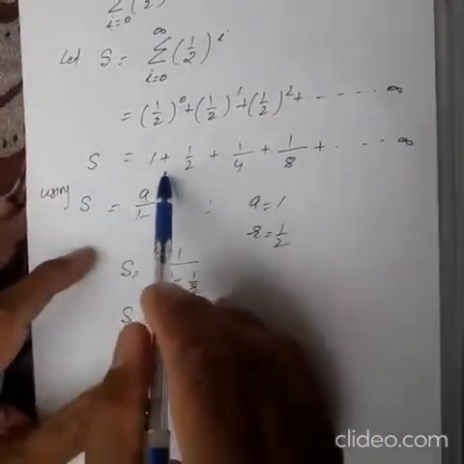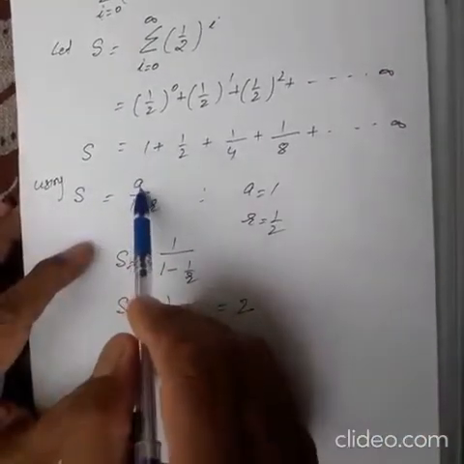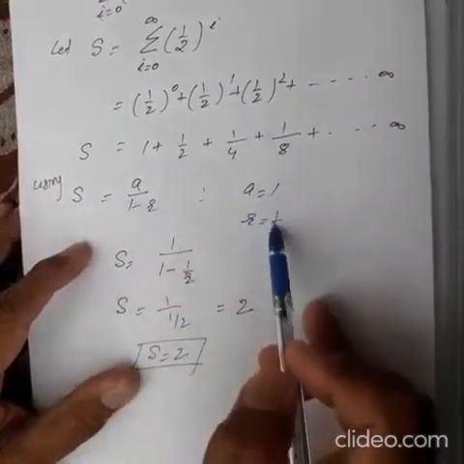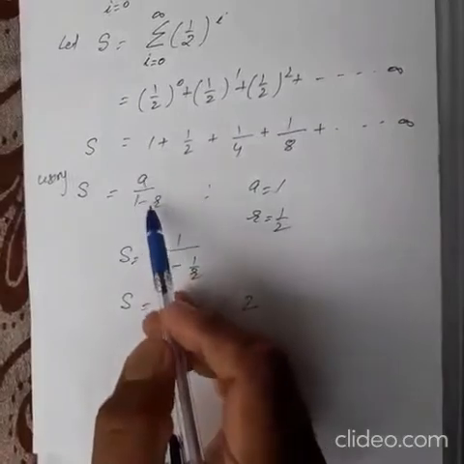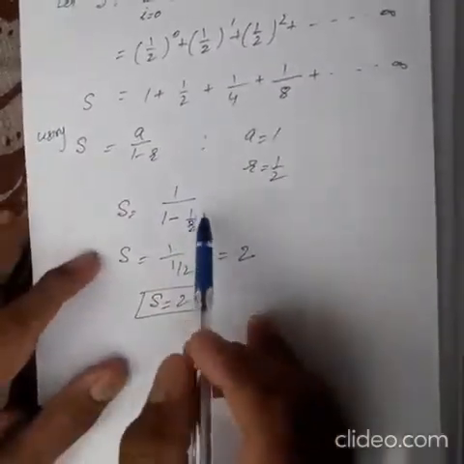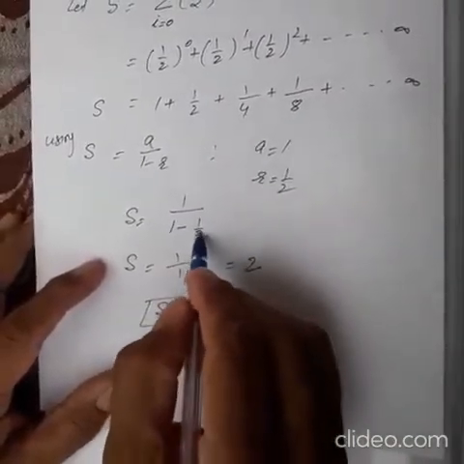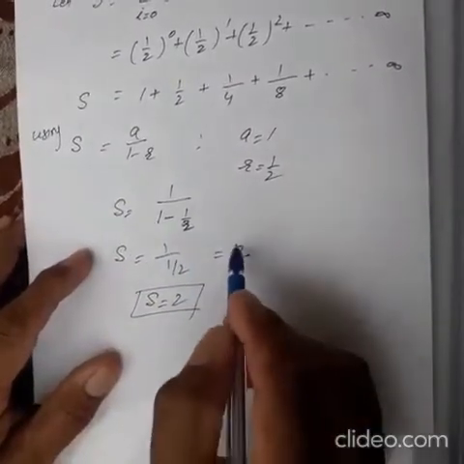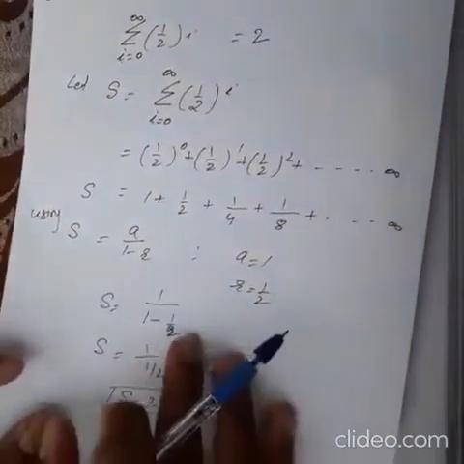Now this is a GP having infinite terms. So A is 1, the first term, and the common ratio is 1 upon 2. So you put in this formula S is equal to A upon 1 minus R, and after simplification you will have 1 upon 1 minus 1 upon 2 after putting the values, and it will be 2 after simplification. So this is what we have to prove. I hope it is clear.